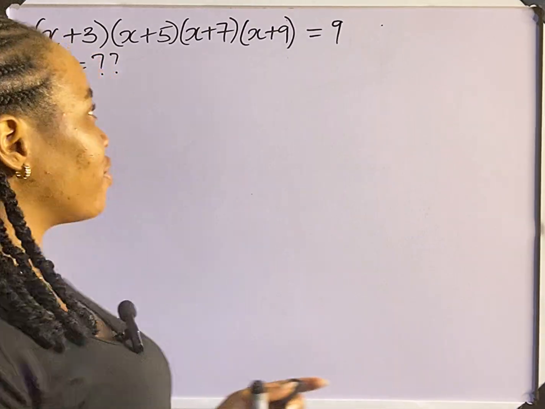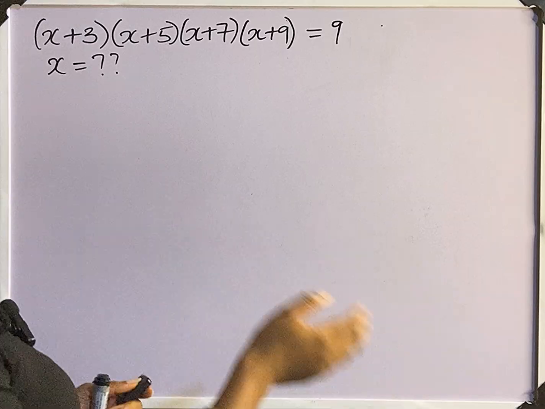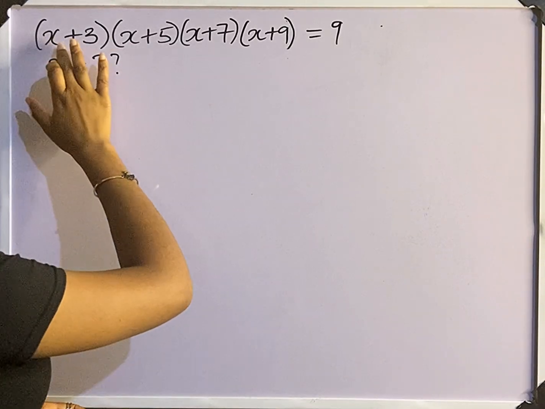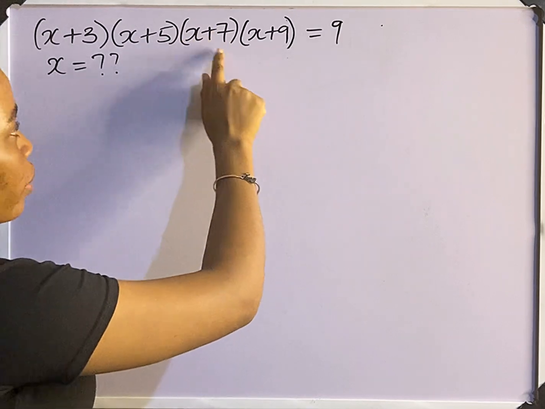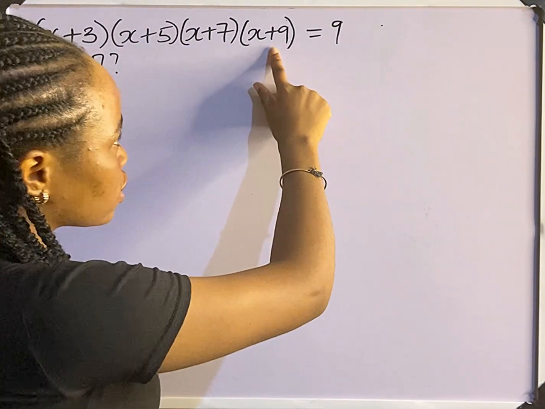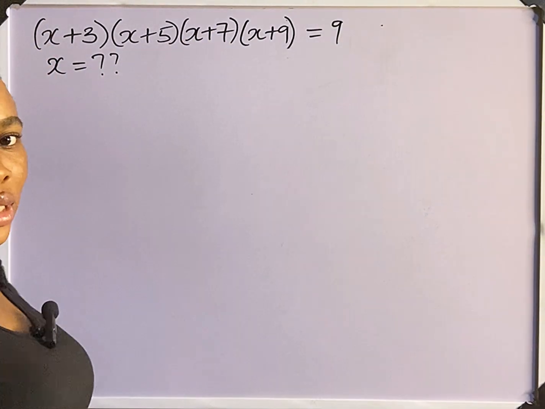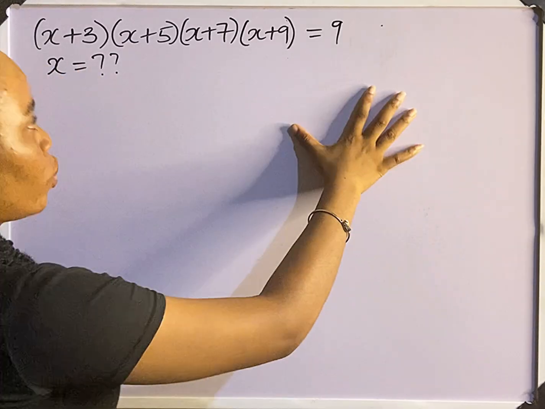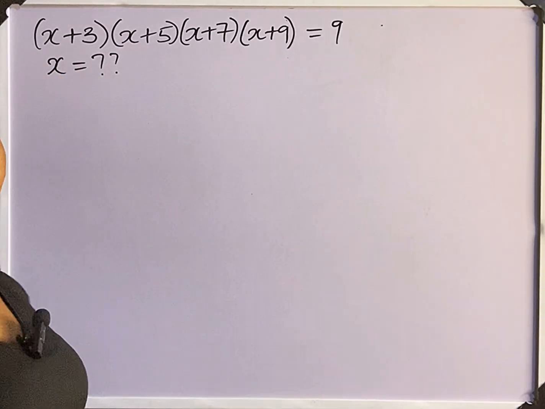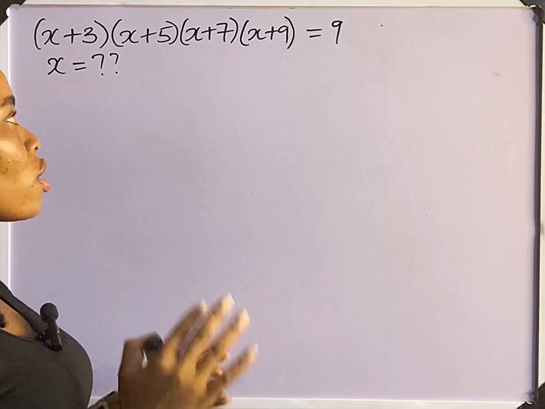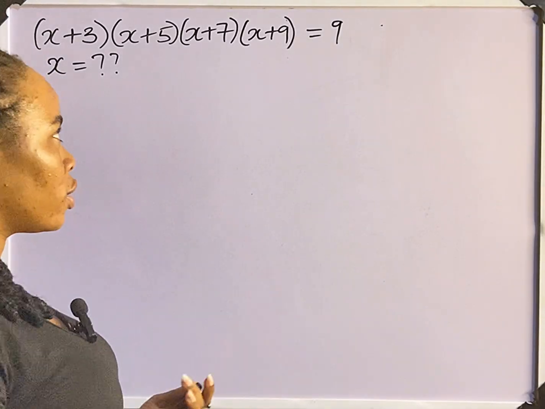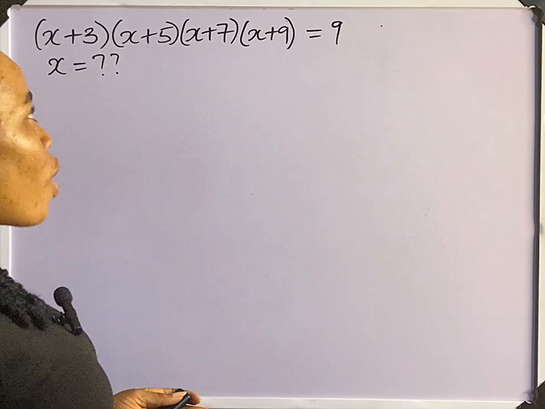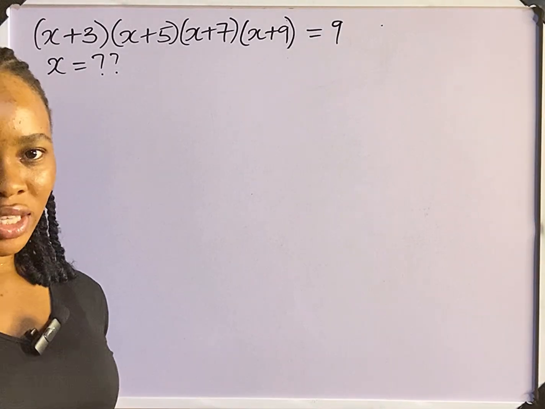So today we have a question on the board. We have (x + 3)(x + 5)(x + 7)(x + 9) = 9. We are to find the value of x. I know so many thoughts will be going through your head, like how are we going to go about this? Yes, I will advise that we don't expand.